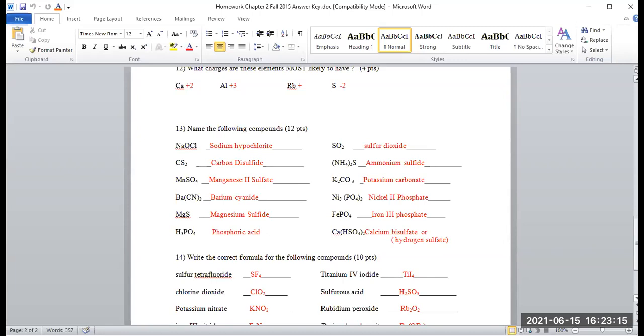Barium cyanide, magnesium sulfide, and phosphoric acid. You cannot call it hydrogen phosphate unless I had somehow specified to you that it was a gas, of which it isn't.